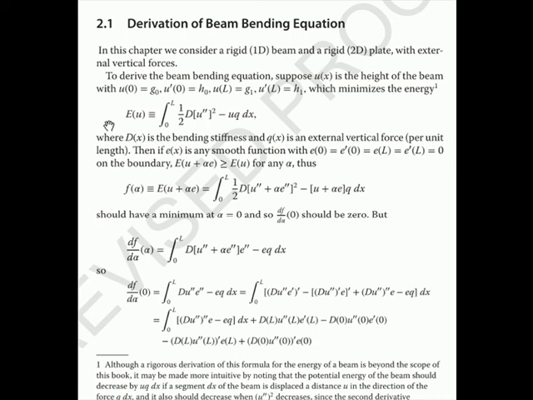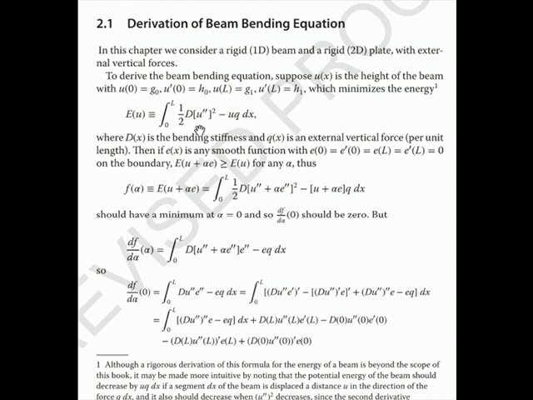And we're going to derive the equation for the height of the beam. U of x is the height of the beam above the table or whatever. And the total energy in the beam is the bending energy plus the work done against force Q. So there's an external vertical force, which may just be the weight of the beam itself, but it's a function of x, force per unit length along the beam, acting on the beam.